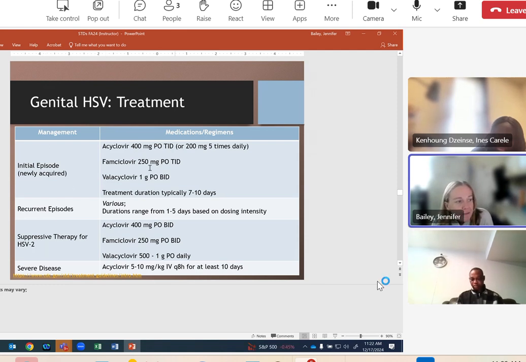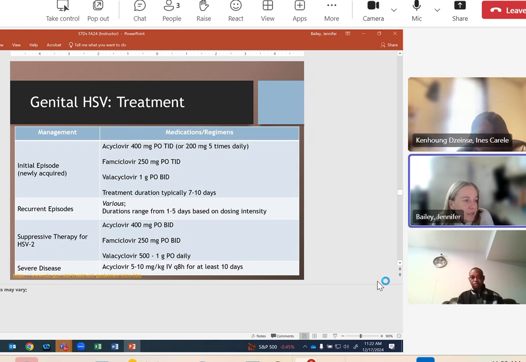So, you don't have to memorize the dosing regimens or anything. You just have to understand the difference between an initial episode, which is the first time a patient has an outbreak, a recurrent episode, meaning a second, third, or fourth, and so on, outbreak, or suppressive therapy, which is when there are no visible lesions, but you're trying to prevent another outbreak from happening.